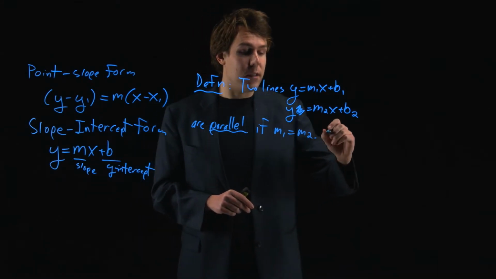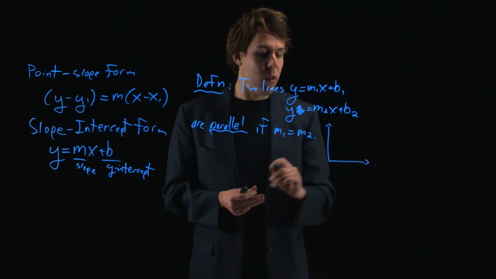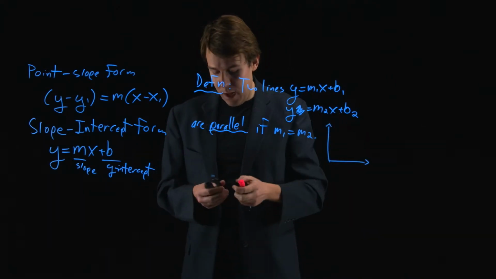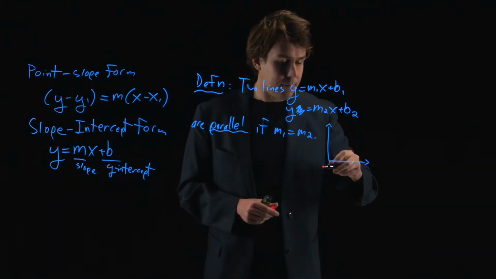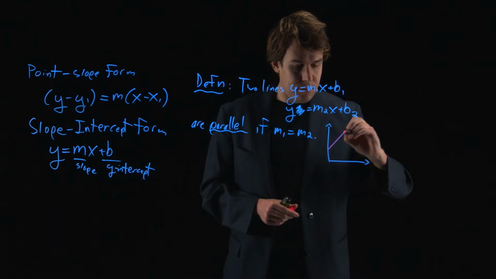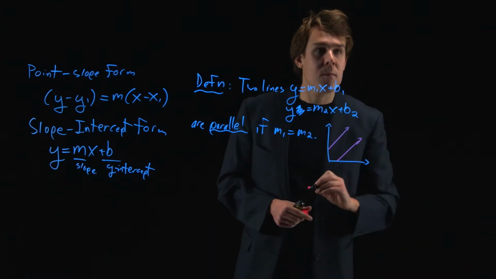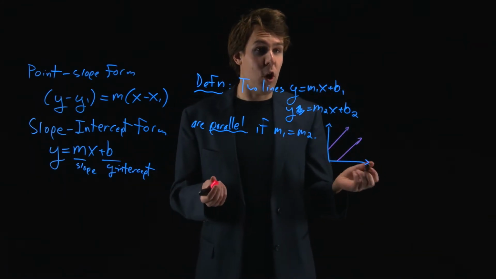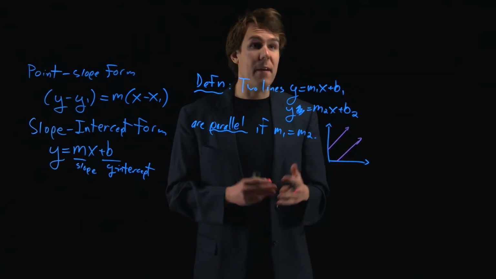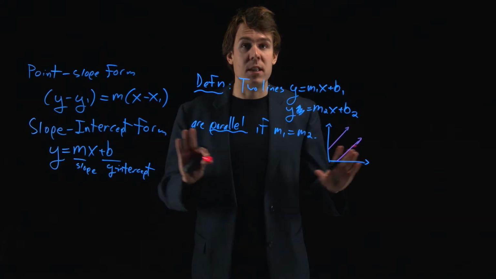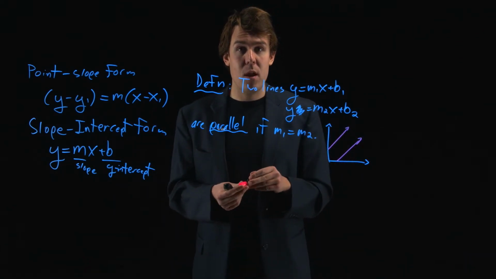So the picture for this, just to draw the first quadrant of the Cartesian plane, might be something like the following. So these two lines have the same slope. They point in the same direction. As a corollary of this, they'll never intersect each other. It's not possible for them to intersect if they have the same slope.